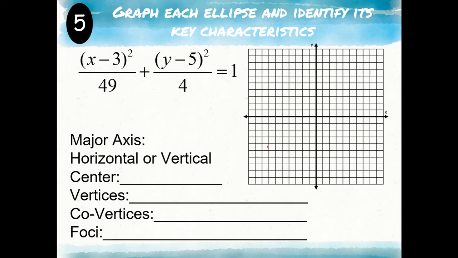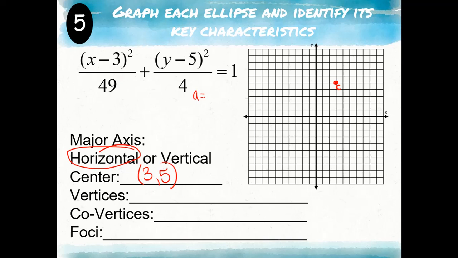So first thing I need to do is figure out which way this ellipse is facing. Is it a horizontal major axis or vertical? Is the ellipse going to be short or tall? In this case, since the 49, the bigger number, is under the x, I am going to have a horizontal major axis. My center is going to be opposite signs again, so my center is (3, 5). I'm going to put that as my dot here. This is my center. I'd recommend, it's not required, but I like to label my center.